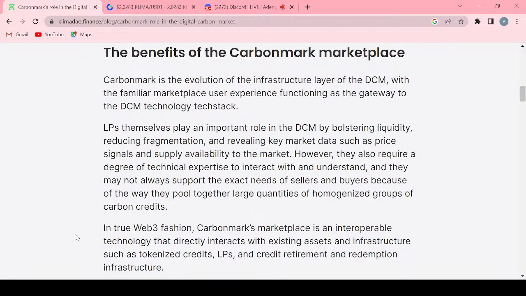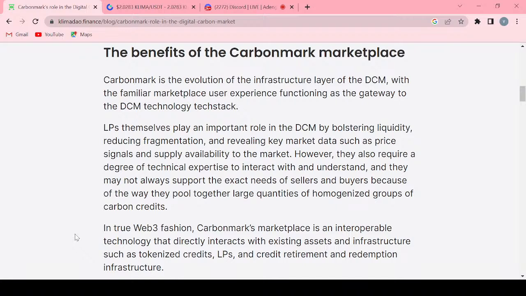So here, Carbon Mark is the evolution of the infrastructure layer of the DCM with a familiar marketplace user experience, functioning as a gateway to the DCM tech stack, and taking the purpose of Klima. The liquidity pools themselves play an important role in the DCM by providing liquidity, reducing fragmentation, and revealing key market data such as price signals and supply availability to the market.